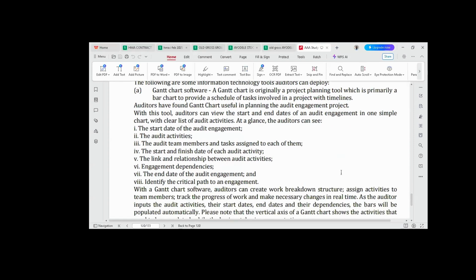It also allows you to identify the critical path to an engagement. That is the most sensitive aspect of the work of the engagement. Remember, when we studied the Gantt chart, most times the question will tell us to identify or calculate the critical path. So this is how the auditor is able to fast track his audit process by using the Gantt chart software.